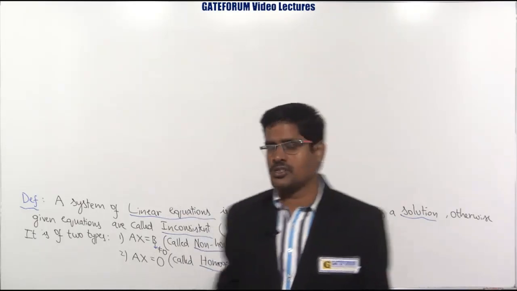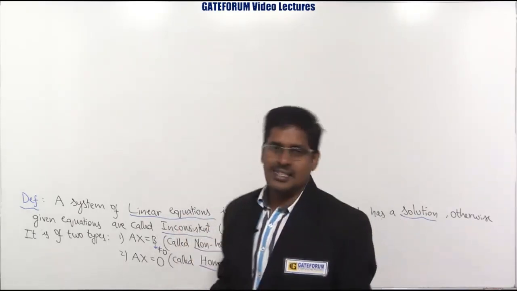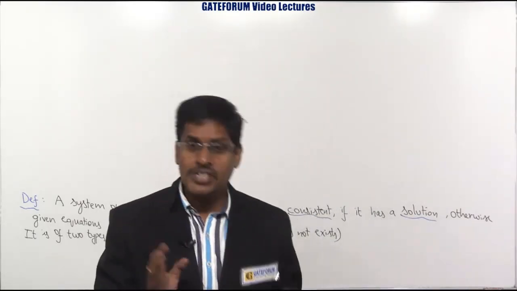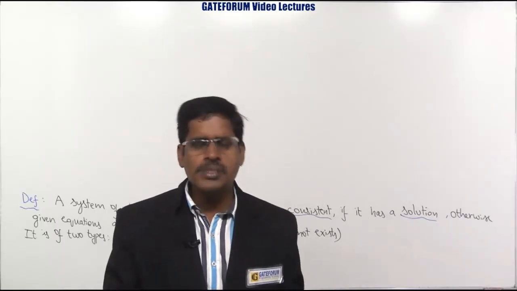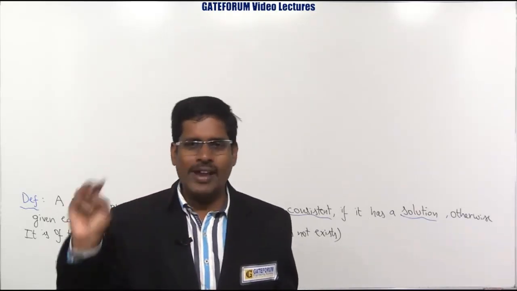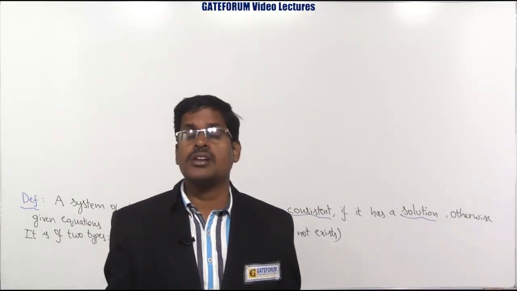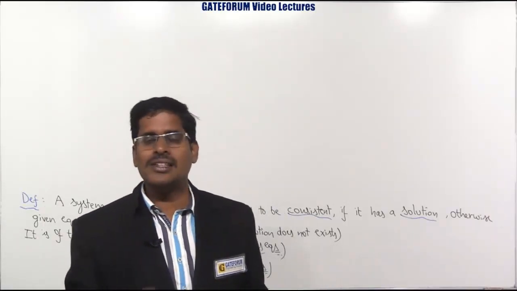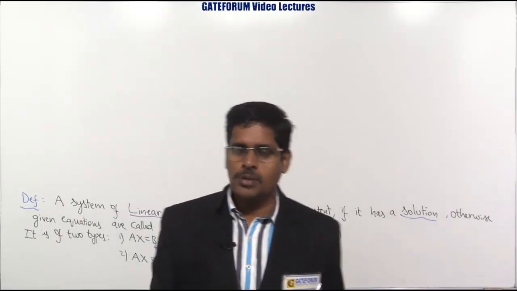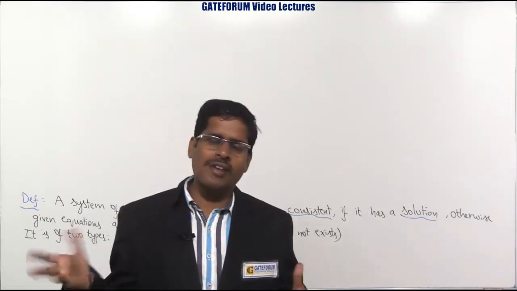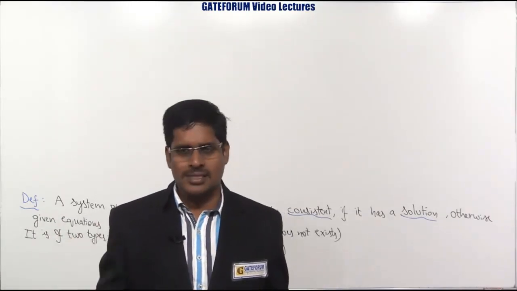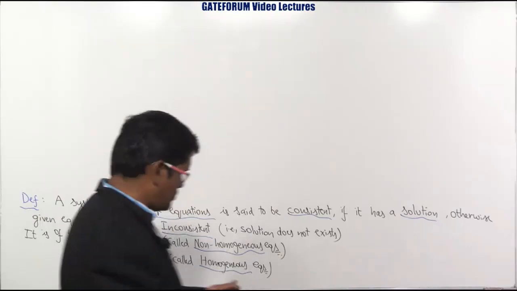System of linear equations. It is said to be consistent. Consistent means that equations have a solution. Having a solution means while solving you have to get x value, y value, z value, some answers. Okay. Otherwise, the given equations are called inconsistent. What is inconsistent means? No solution. That means x value, y value, z value does not exist. No answers.